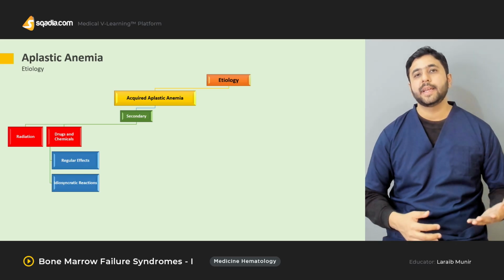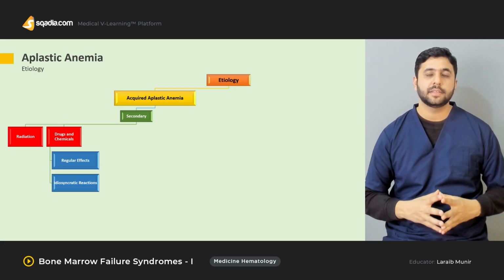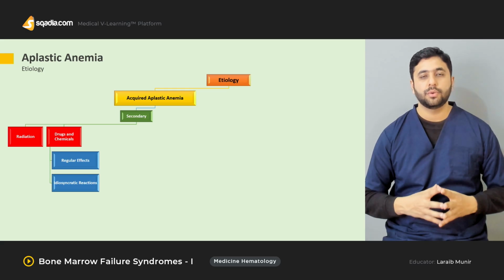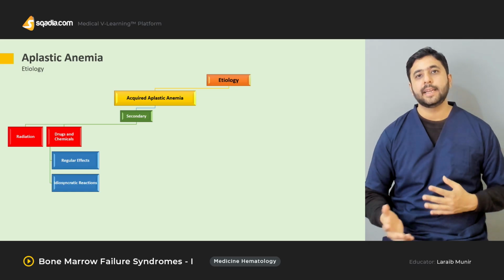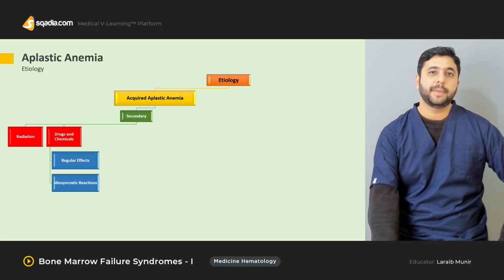And it can be very mild, and it can also be very severe. And the severe forms can damage the bone marrow in the long run and can lead to aplastic anemias. One important chemical to mention here is benzene.